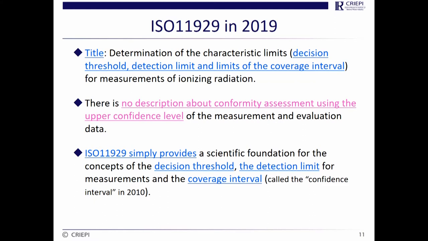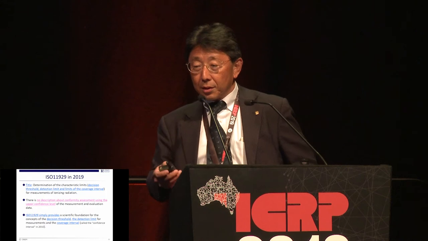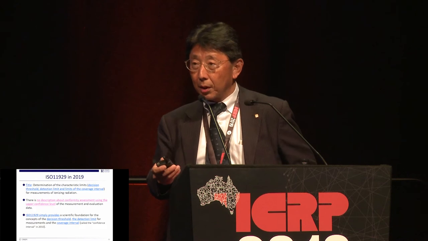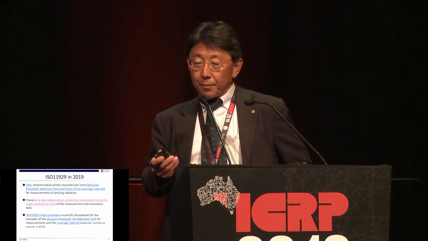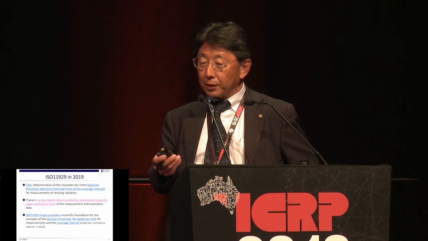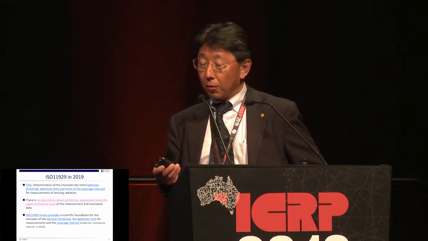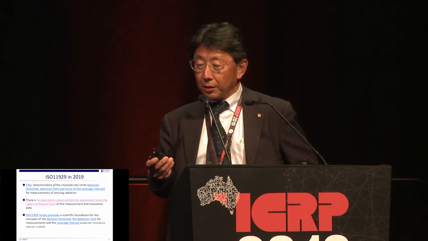The ISO's title is the determination of the characteristic limits, for example, the decision threshold, the detection limit, and the limits of the coverage interval. But there is no description about conformity assessment using the upper confidence level in this ISO. So this ISO simply provides a scientific foundation for the concept of the decision threshold and detection limit for measurements under coverage interval. Coverage interval is called the confidence interval in the 2010.